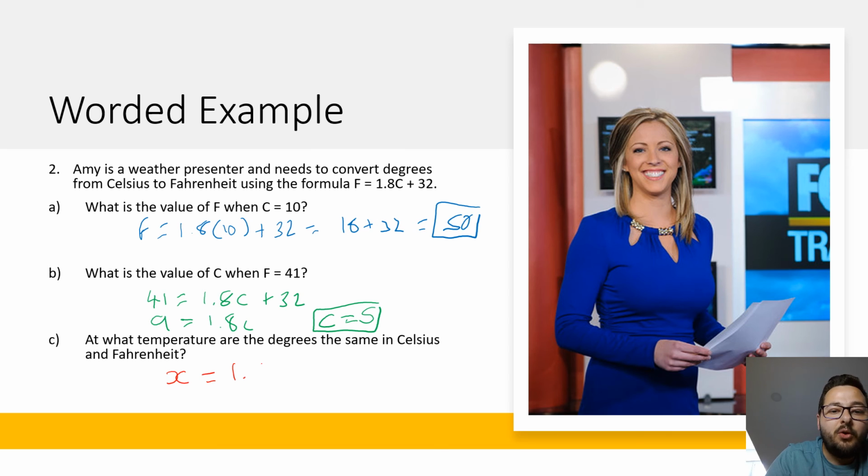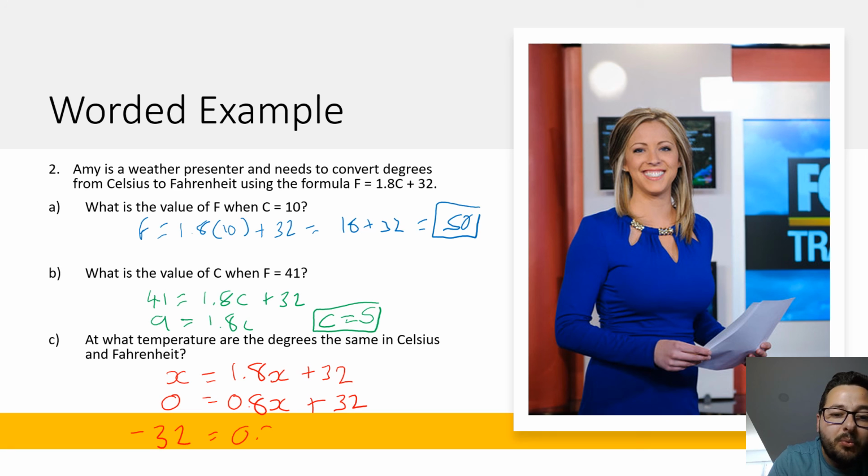equals 1.8x plus 32. Now let's get the x's on both sides. So let's take away this 1x from here. So we're going to get 0 on the left equals 0.8x plus 32. So then we take away the 32, we're going to get minus 32 equals 0.8x. And then we want to divide by 0.8.